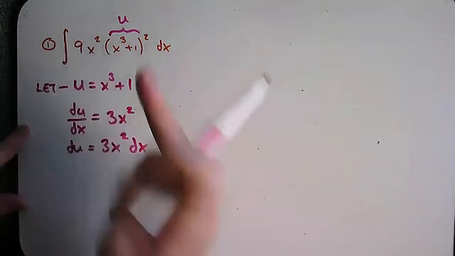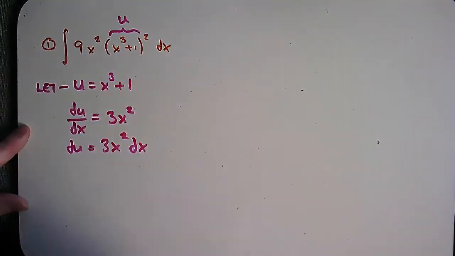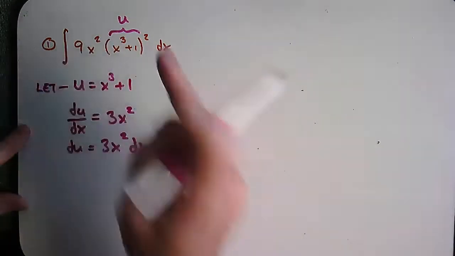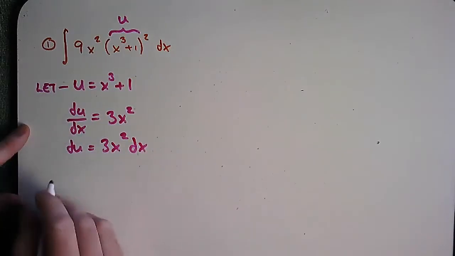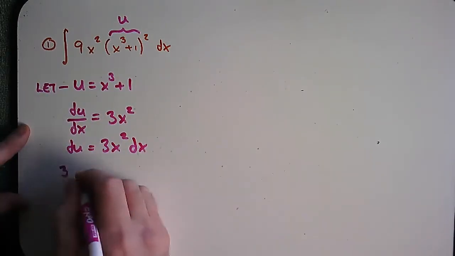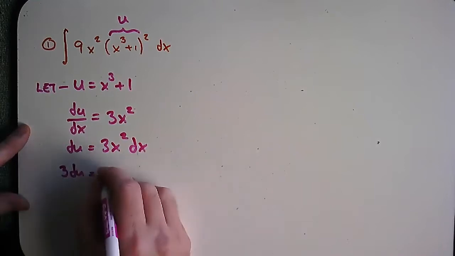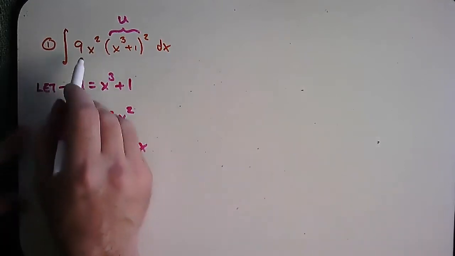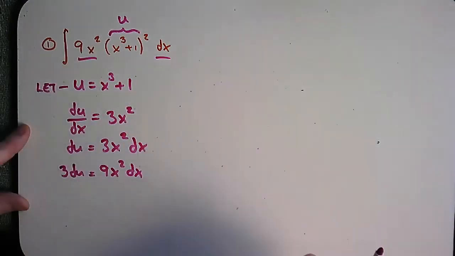Well, I don't have exactly du. I have 9x squared dx. That's the part I haven't figured out how to deal with yet. And so if I look down here, I do know that du equals 3x squared dx, and I have 9x squared dx. So what I can do with my equation here is multiply both sides by 3. So 3 du equals 9x squared dx. That's exactly what I have up here, so 9x squared dx.